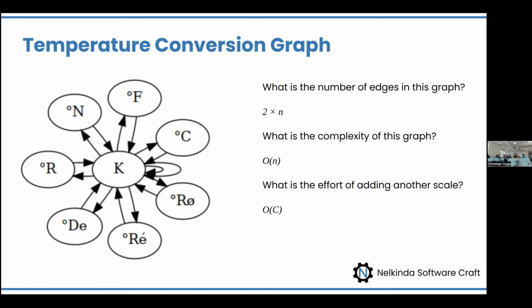We just need to add 2 functions. For every new scale, exactly 2 functions. It no longer depends on the size or complexity of the existing system. We have the effort O of 1 that now scales, right? So that's where we want to go. Any questions at this point?